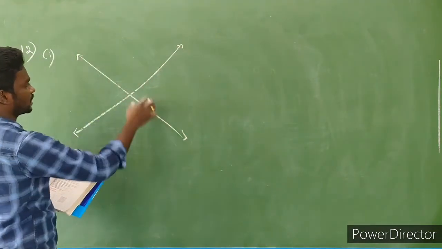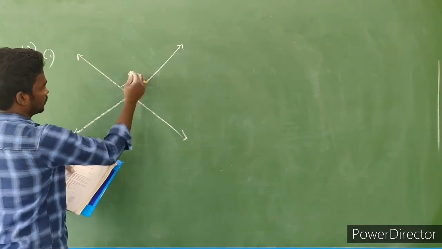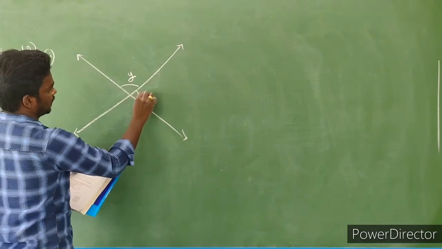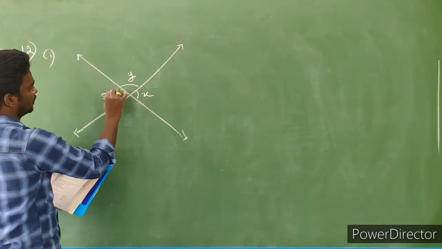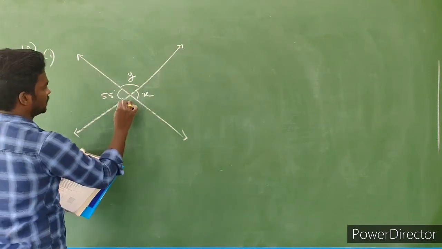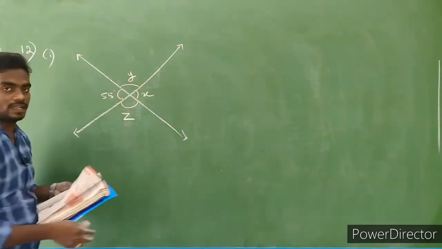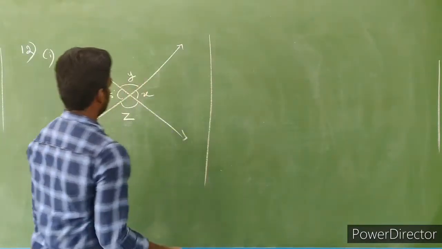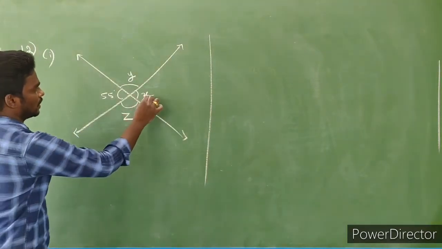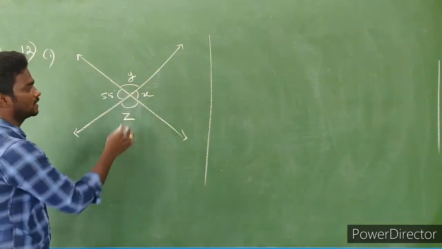Here these two lines are what is that? Intersecting lines. So first one angle y, next angle x, the next value is 55 degree. Next angle is Z. We want to find the angle X, Y and Z. How to find this? We know the angle X and 55 degree are vertically opposite angles.